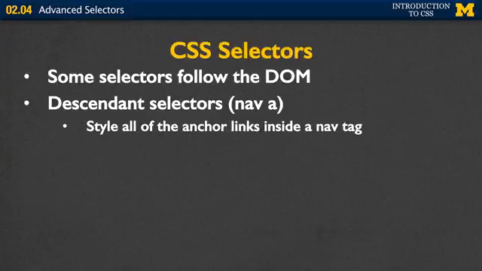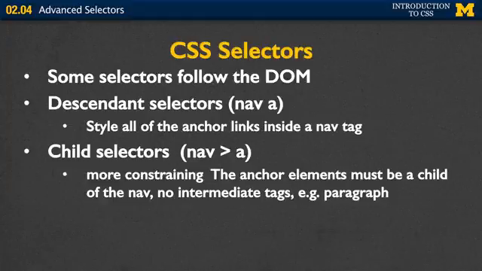If you want to be even more specific, you can use the child selectors. This rule is very similar, except it says all the A links need to be what we call direct descendants of the nav. If you have a paragraph in there and you have some links in there, ignore that. They need to be directly underneath each other.